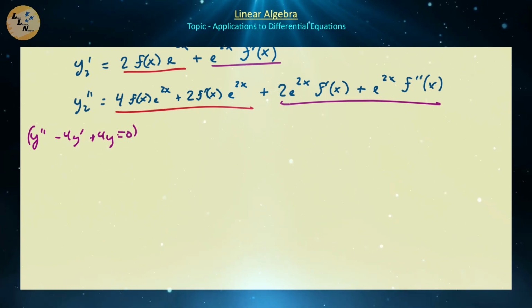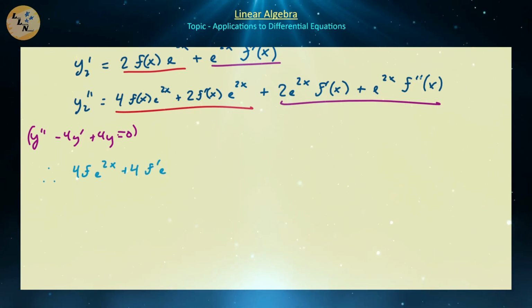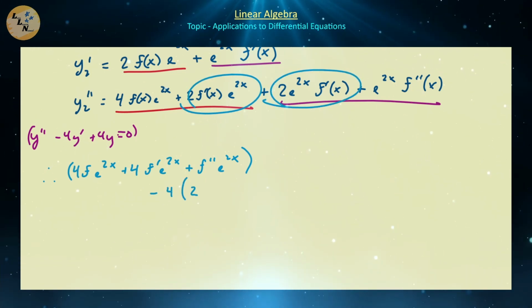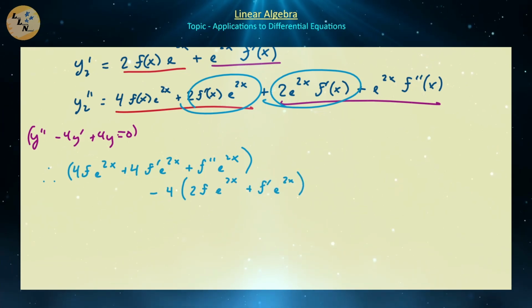So if we substitute y'', 4y', 4y for our y2, y2', and y2'', we should get some equations in terms of f. So once we do that, we're going to have 4f e^(2x) (I'm just going to write f instead of f(x)), plus 4f' e^(2x), plus f'' e^(2x). So that's our f'' because I've just combined like terms for those middle two terms. And then minus 4 times 2f e^(2x) plus f' e^(2x), plus 4f e^(2x) is equal to 0.